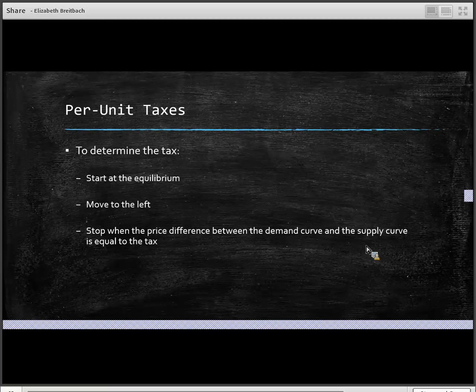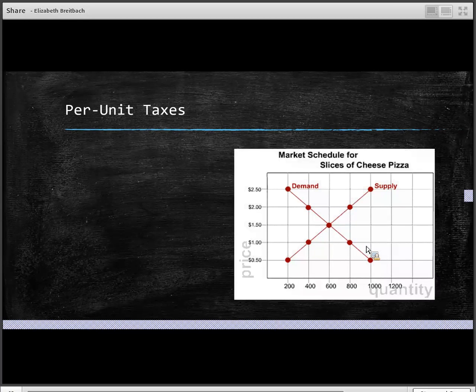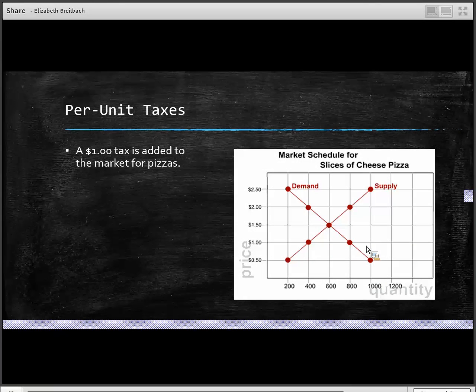All right, so initially we have an equilibrium of $1.50. At $1.50, there are 600 pizzas bought and sold in the market. All right, so now we know that it's not going to be the equilibrium price that's charged anymore.